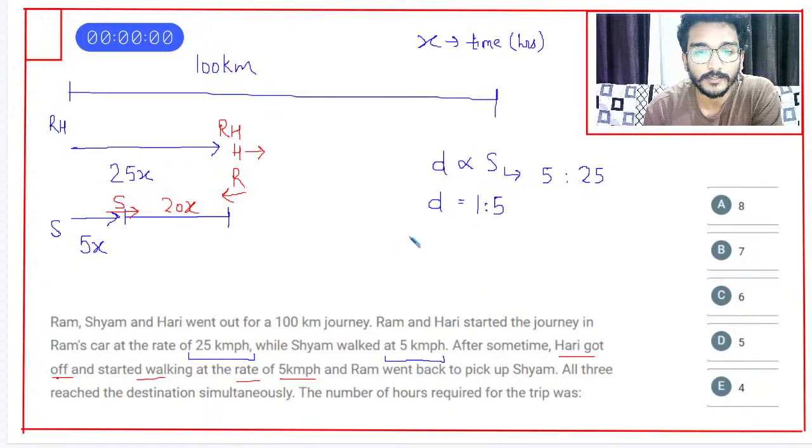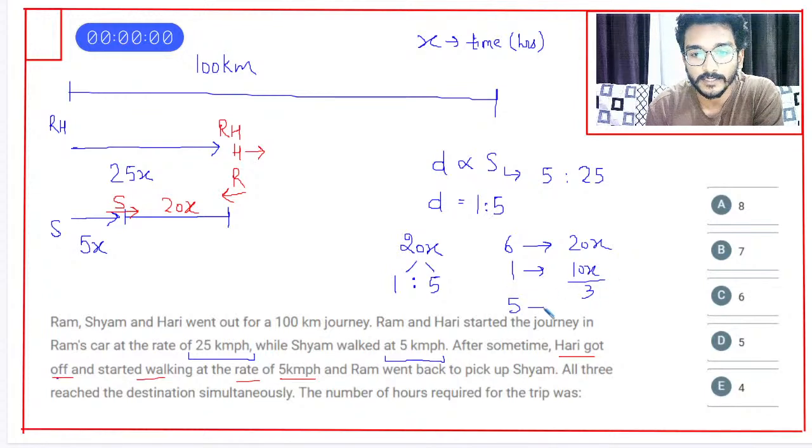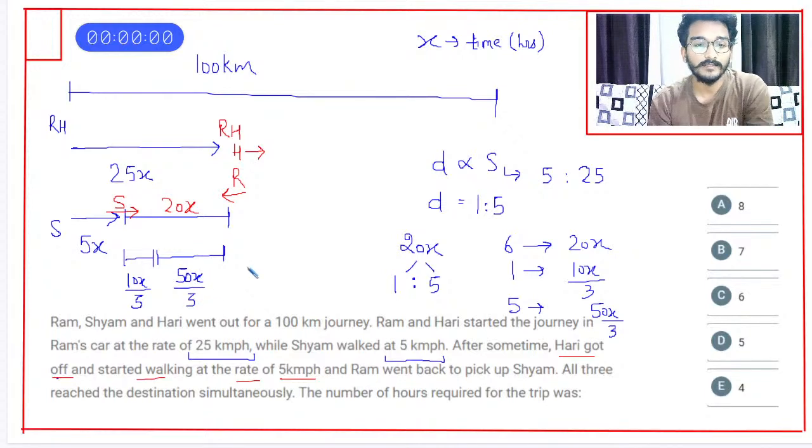It means we have to divide this total distance 20x in the ratio 1:5. So I can say this total ratio of 6 will represent 20x. So 1 will represent 10x by 3 and 5 will represent 50x by 3. These are the distances covered by Shyam, this is 5x by 3, sorry, 10x by 3, and Ravi has covered 50x by 3. So these are the distances covered by Shyam and Ravi.